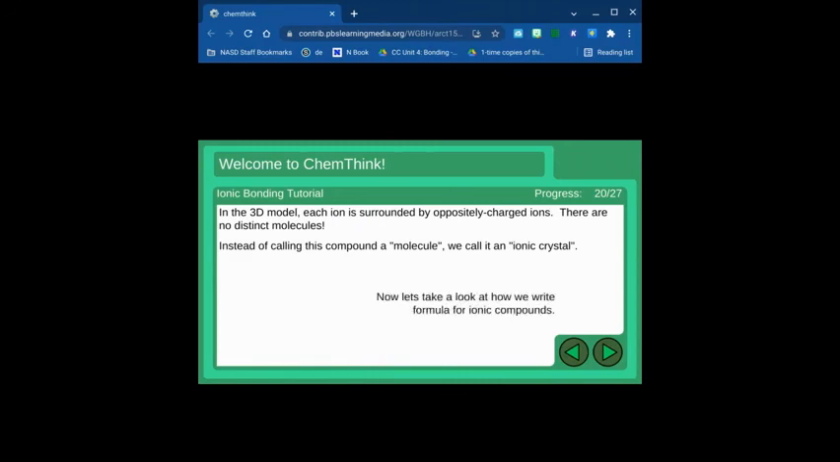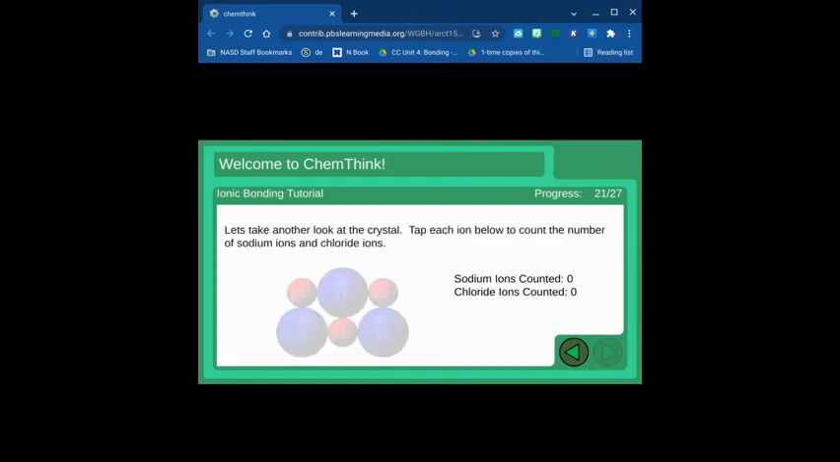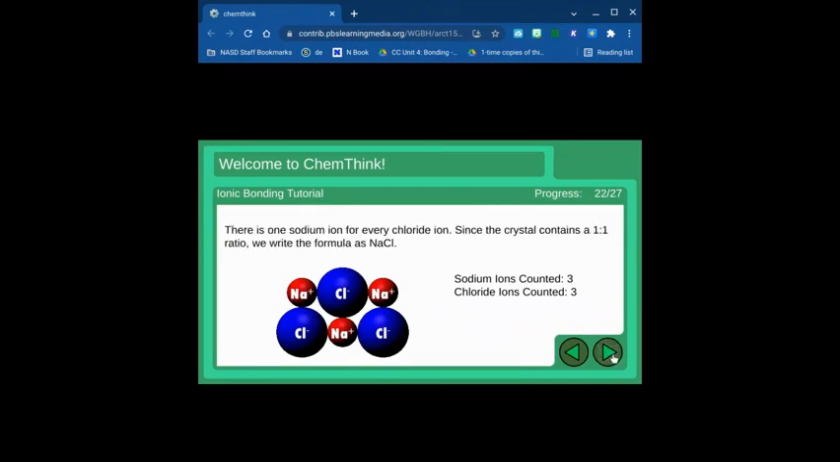Now let's take a look at how we write the formula for ionic compounds. In this crystal, I count 3 sodium ions and 3 chloride ions. Answer your next question. There's 1 sodium ion for every chloride ion. Since the crystal contains a 1-to-1 ratio, we write the formula as NaCl.